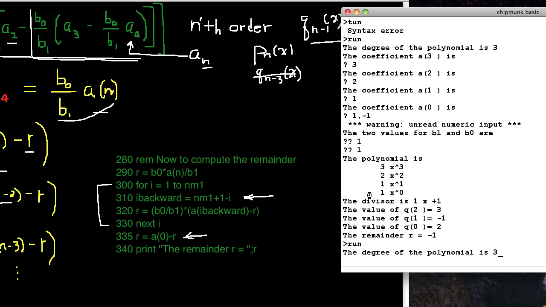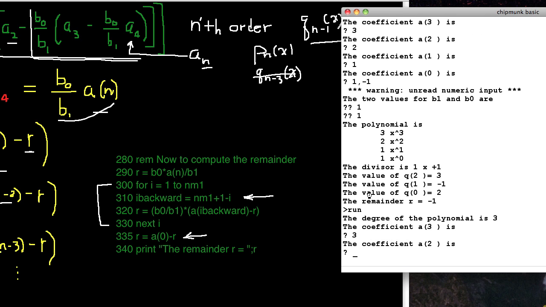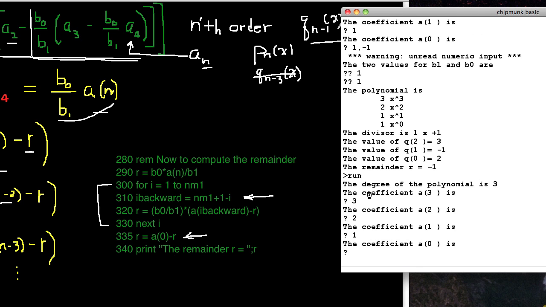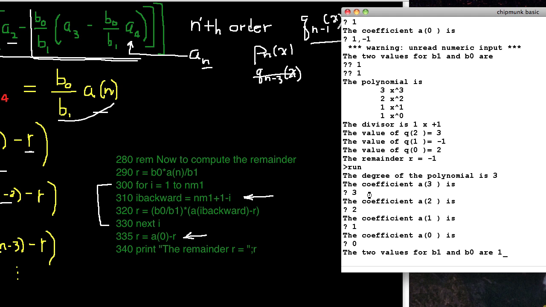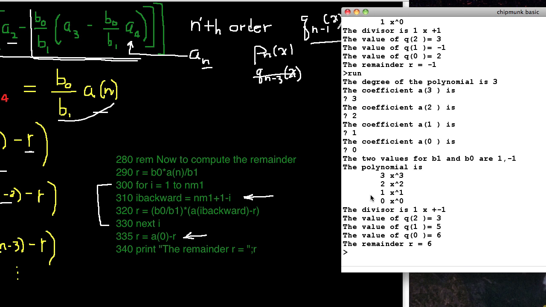Degree of the polynomial is 3. Okay, 3, 2, 1, 0, 1, comma, -1. There. Now finally it's run right. It says, okay, this is my input polynomial, 3 times x cubed plus 2 times x squared plus 1 times x plus 0 for the constant. The divisor is x minus 1, and the value for my quotient polynomial is 3x squared plus 5x plus 6, and the remainder is 6.